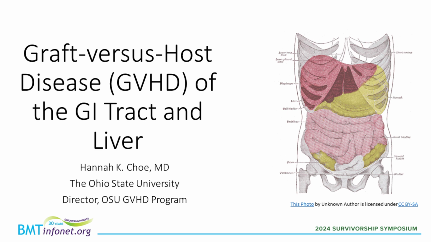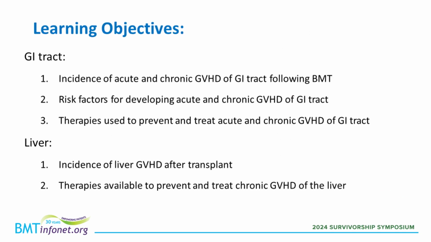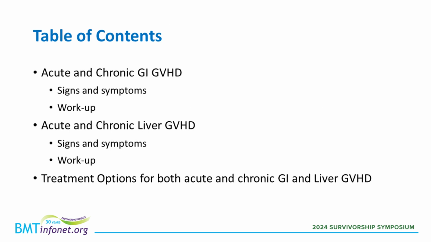I am a transplant hematologist oncologist at OSU, as Anna mentioned. For the next 40 minutes or so, I'll be reviewing graft-versus-host disease of the GI tract and liver. There's so much we could discuss, but we will keep it to the following learning objectives. We will be going over the incidence, or rate of occurrence, of acute and chronic graft-versus-host disease of the GI tract and liver. We'll cover the risk factors and treatment options as well.